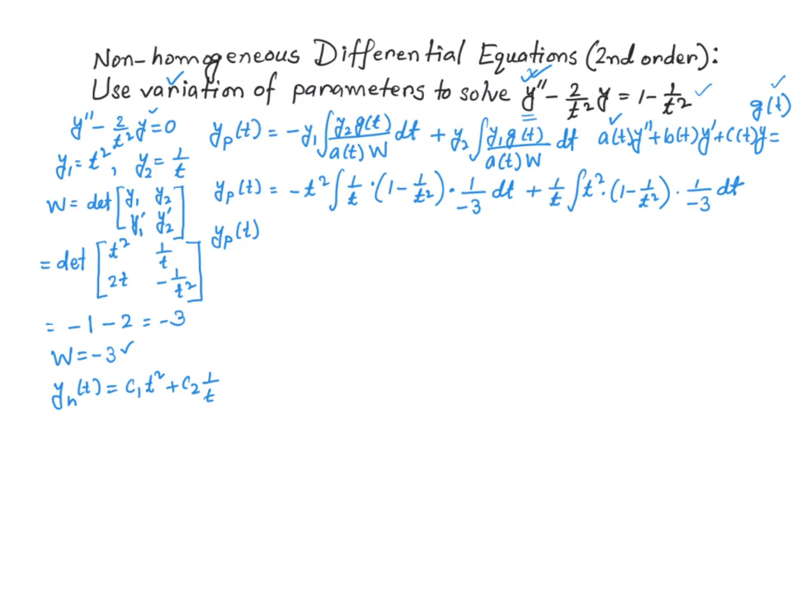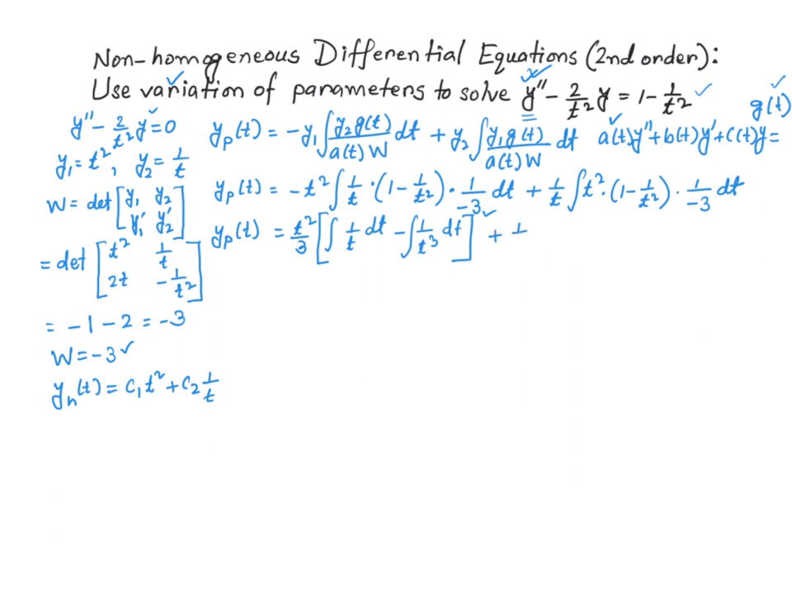Y particular, or y_p of t, is going to be, so now let's go ahead and bring this negative 3 right underneath negative t squared, so that's going to give me t squared over 3, and then integral. Let me make sure that I write it properly. So it's going to be 1 over t dt, minus, so all of this multiplied by this, t squared over 3 minus 1 over the integral of 1 over t cubed, 1 over t cubed dt. So that is the first one.